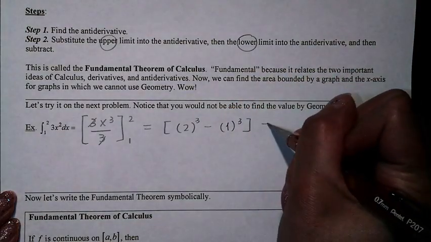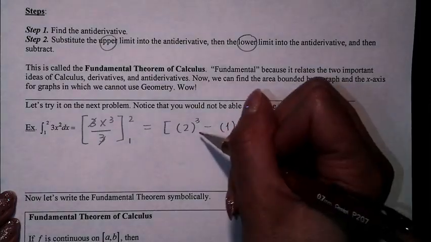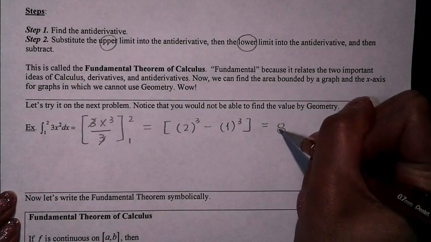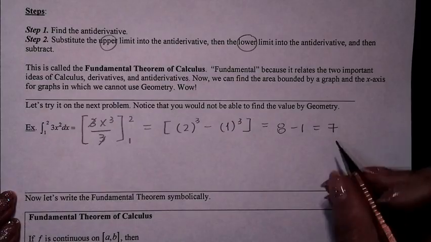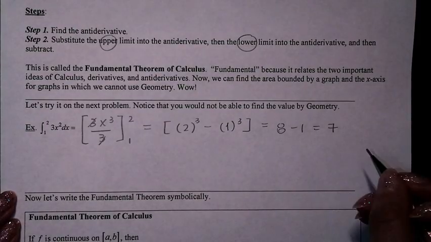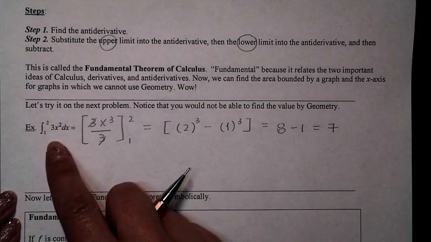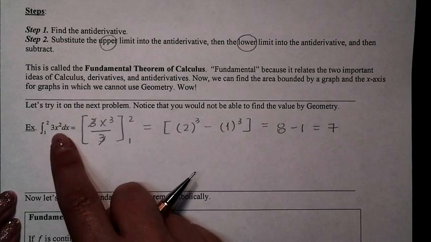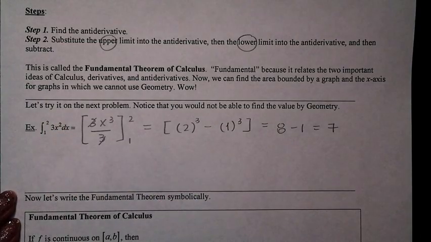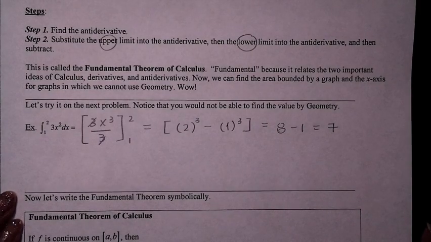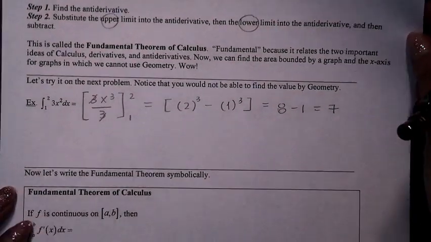Now we're going to do this operation. You know that it's 8 minus 1, which is 7. 7 units squared. So that is what you have as the area between 1 and 2 under the curve 3x squared. Do you see it? Now, let's write formally the fundamental theorem of calculus now that you can see that it's very user-friendly.